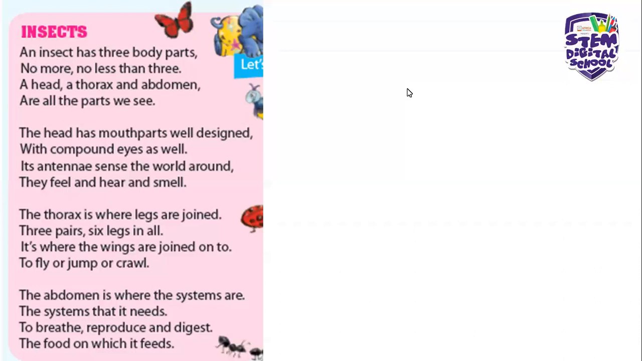Insect. An insect has 3 body parts, no more, no less than 3. A head, a thorax, and an abdomen. All parts we see. The head has mouth parts well designed, with compound eyes as well. Its antennae sense the world around. They feel and hear and smell. The thorax is where the legs are joined. 3 pairs, 6 legs in all. It's where the wings are joined onto, to fly, jump, or crawl. The abdomen is where the systems are, the system that it needs to breathe, reproduce, and digest the food on which it feeds. Perfect. Thank you so much.